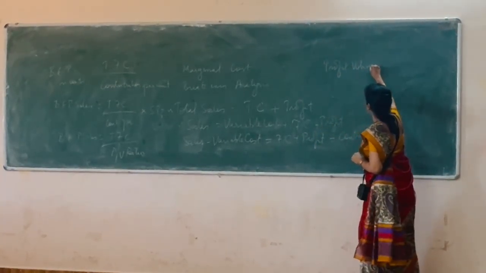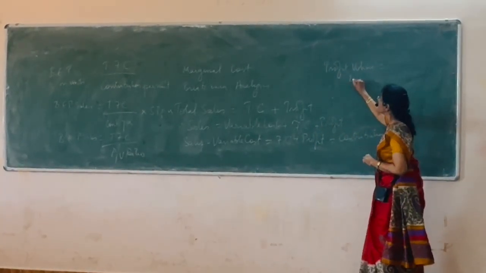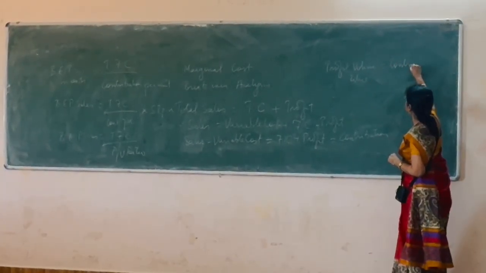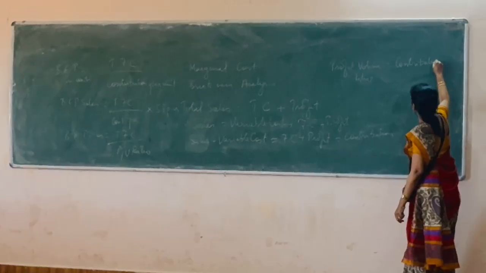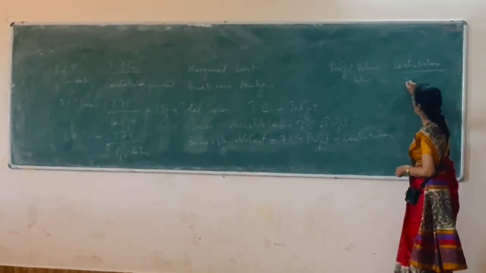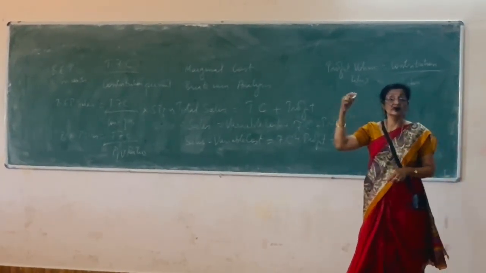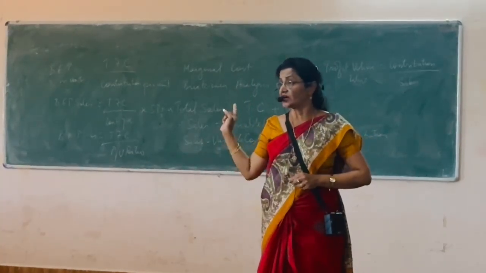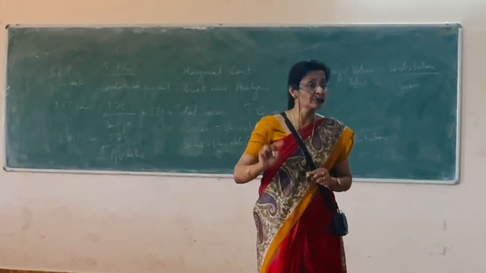PV ratio is the profit volume ratio. It is calculated as contribution by sales. Contribution by sales. So depending upon the formula or the details given in the problem, we will be able to apply the different formula relating to break-even.